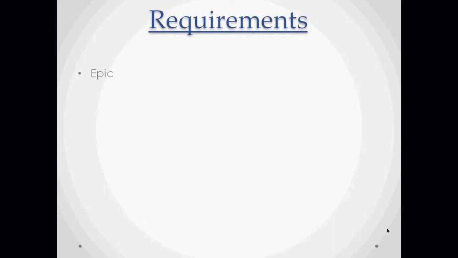So when they say epic, they mean a large user story that can be broken down into smaller user stories. It could be 2, 3, 4, 5. So multiple user stories. So that is an epic. Because when you have an epic, it's not really detailed, it's just high level. So you need to break it down into user stories.